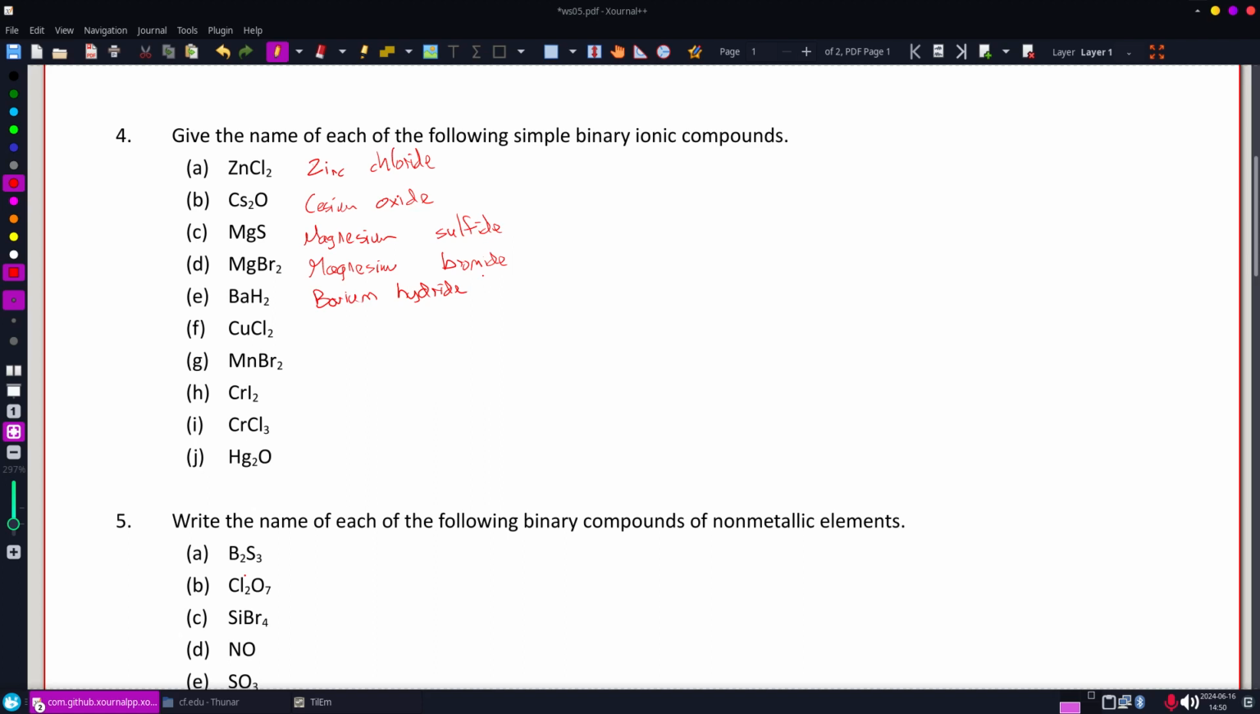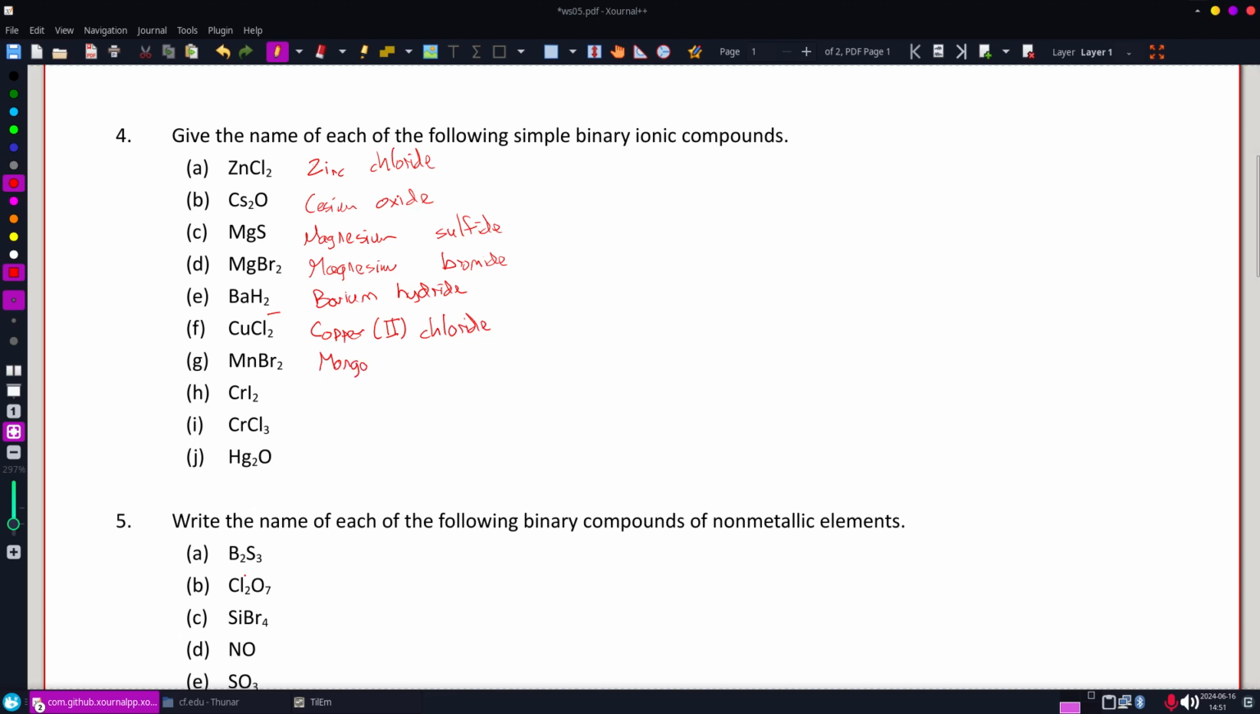The next 5 I do, because copper is one of those that has a variable charge, so whenever we name it, it's going to have a Roman numeral next to the name of the metal telling us the charge of that copper. Since this particular copper is with 2 chlorines, and all chlorines are negative 1, this must be a copper 2. So this is copper 2 chloride.